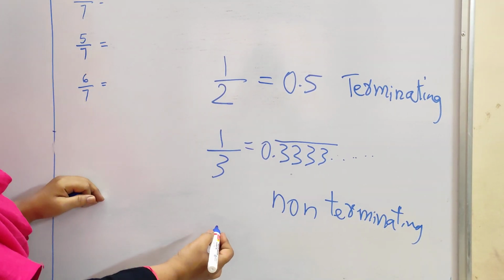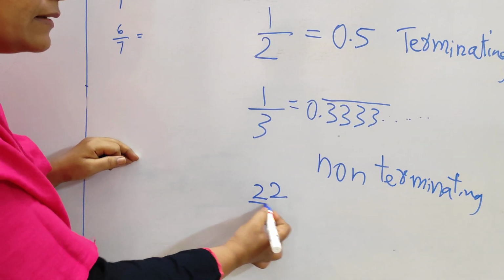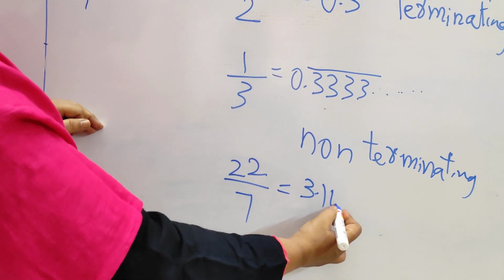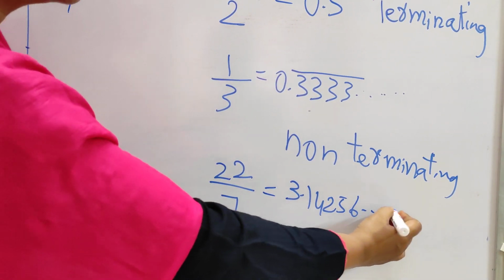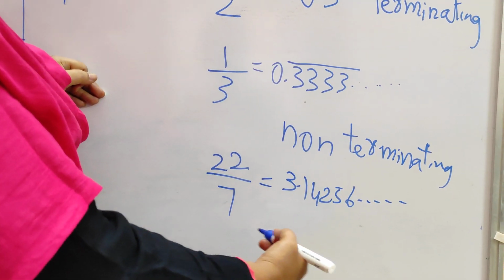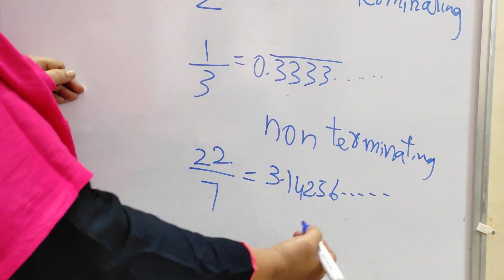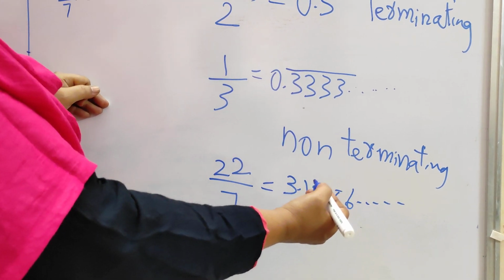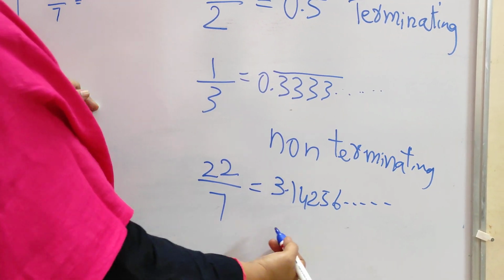Sometimes we have numbers like 22 by 7. This is nothing but pi, the value of pi. You get 3.14256 something, where you will not have any number repeating. So this is called a non-terminating decimal, and here nothing is repeating, so it is non-repeating.